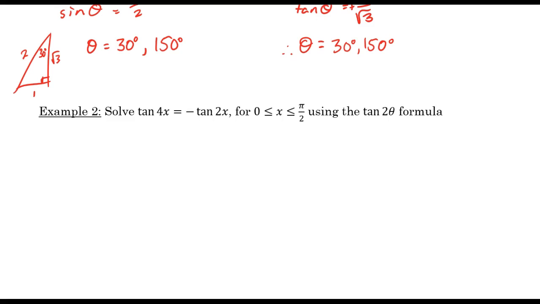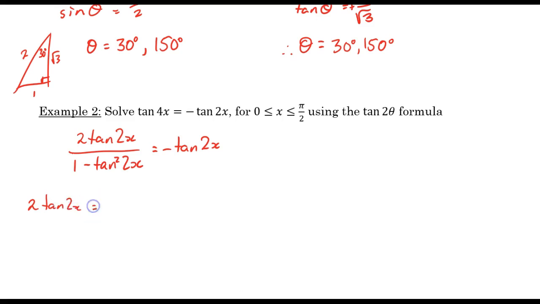So, 2 tan 2x over 1 minus tan squared 2x. If we consider theta to be 2x, then 2 theta will be the 4x. So that's our tan 4x there. So this equals negative tan of 2x. Multiply throughout here and I get 2 tan 2x equals negative tan 2x plus tan cubed 2x.